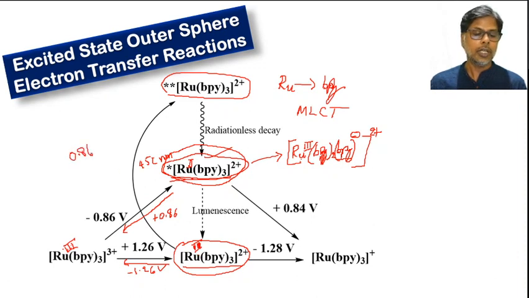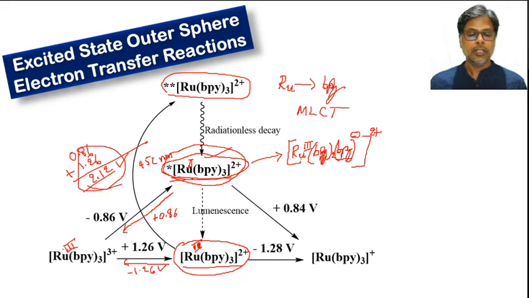That is 0.86 plus 1.26 volts. So that is 2.12 volts. So that is the conclusion. That is, the excited state ruthenium complex is a much better reducing agent than the ground state ruthenium complex, because you see 2.12 volts is not a small voltage.